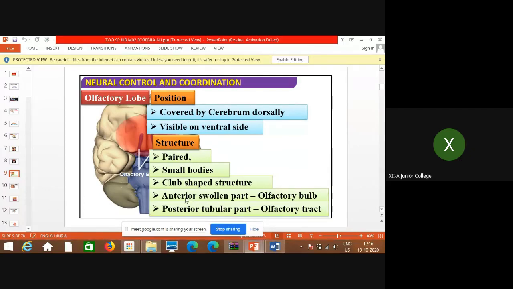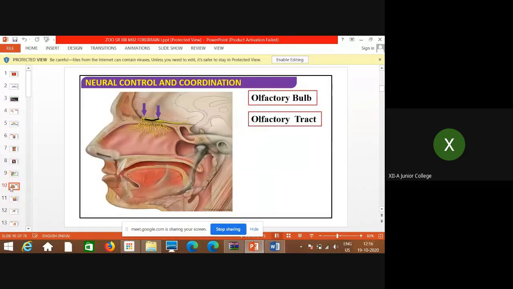That's why I told you just now that the olfactory lobes are shown to be divided into two parts. The anterior is the swollen part, which gives the appearance of a bulging structure like a bulb, called the olfactory bulb, and the posterior part, which is tubular or cylindrical or tract-like, is called the olfactory tract. Now, in the next diagram, we will see again the actual olfactory bulb and olfactory tract.